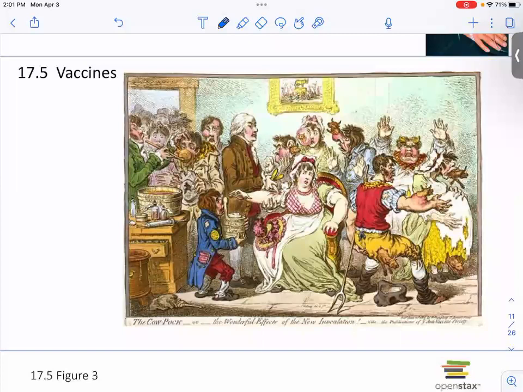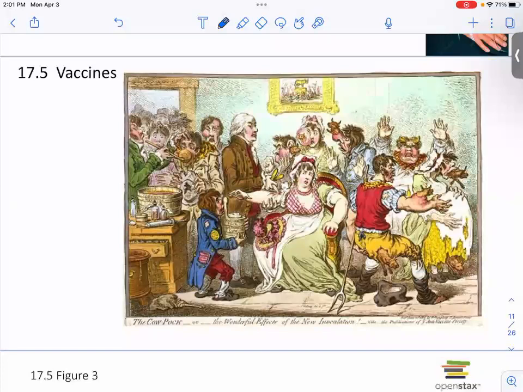So there's evidence that maybe Edward Jenner wasn't the very first one to do that. I think they talk about that in the text a little bit, but Edward Jenner certainly was the first one to promote it and try to get other people to do it. And that was his life's work. So this picture was put out by the Anti-Vax Society.